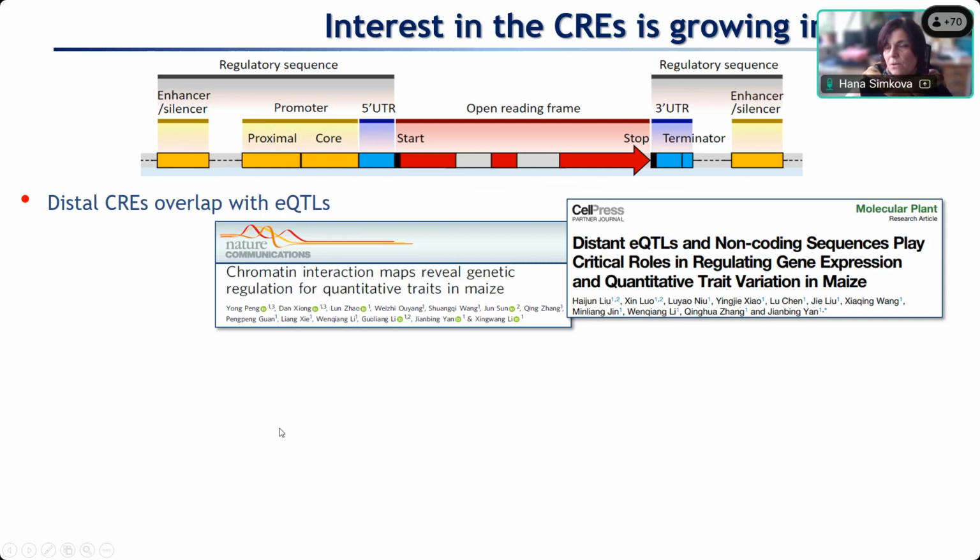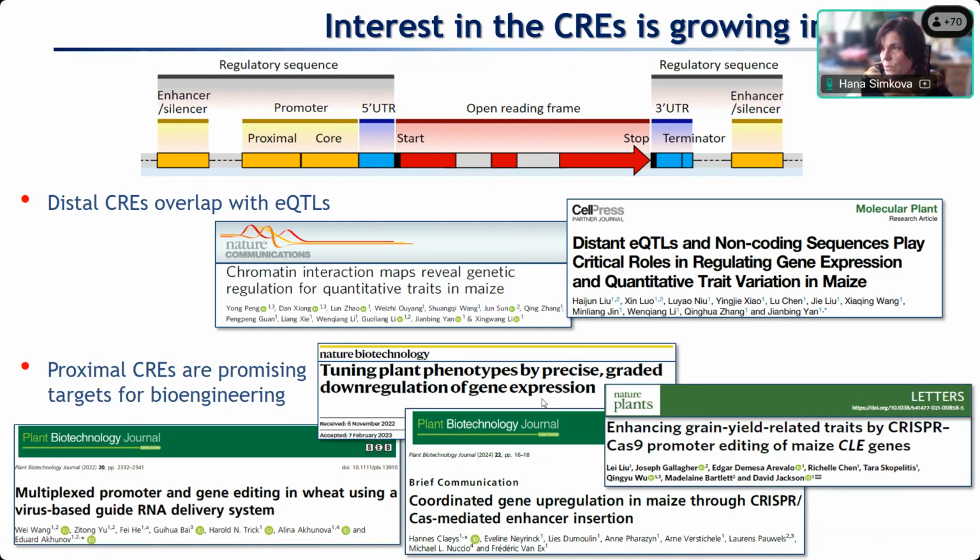It's because the distal regulatory elements were found overlapping with expression QTLs, as described in these papers. And even more interest is now focused on the proximal elements, core promoters, and the 5' UTRs, which appear to be a promising target for bioengineering.